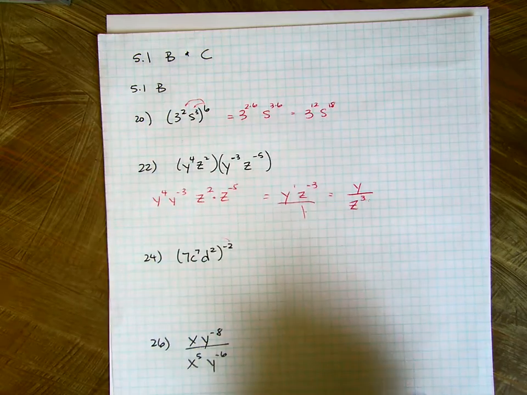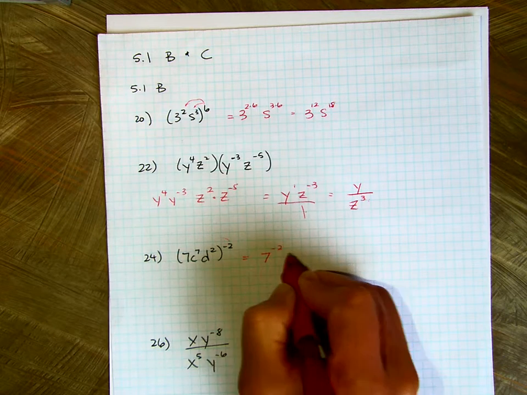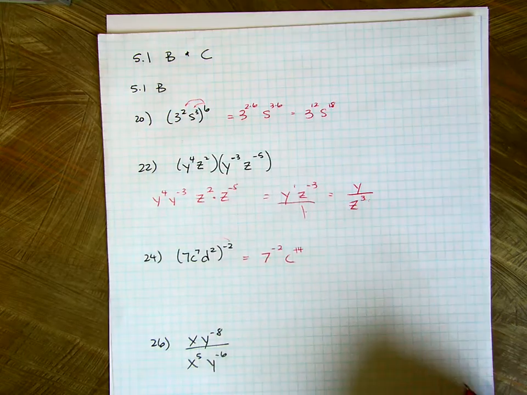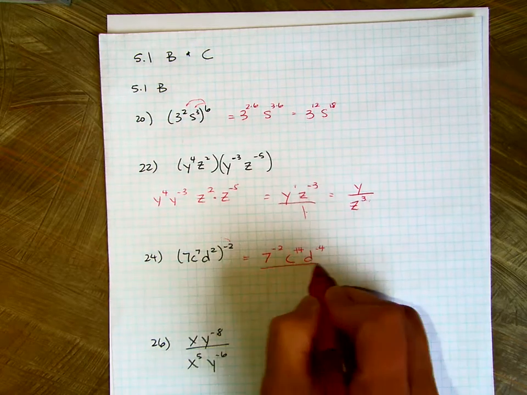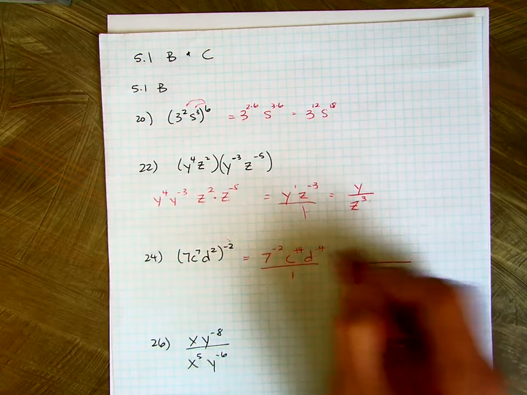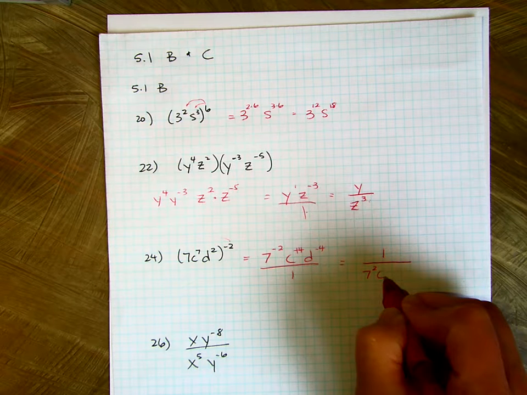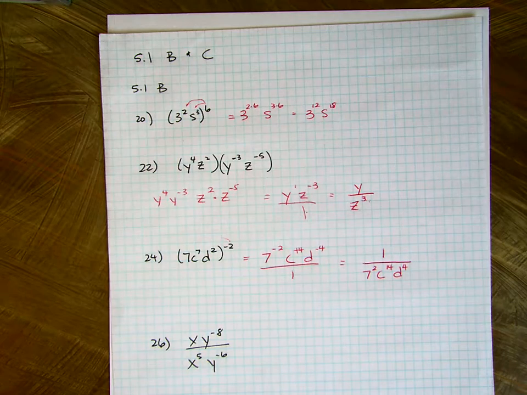All right, so what do we have going on here? A few ways to think about this. It'd be a 7 to the negative 2, a c to the negative 14, a d to the negative 4. What does that mean? All of these guys are in the denominator. So my 7 squared is in the denominator, my c to the 14th is in the denominator, my d to the 4th is in the denominator.